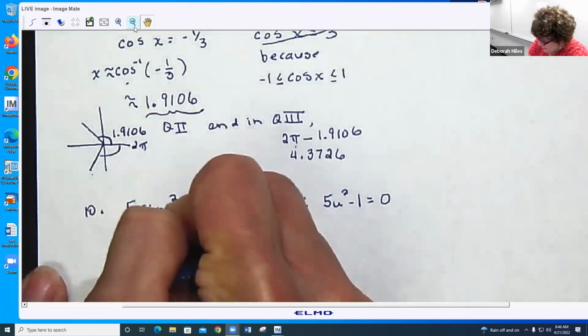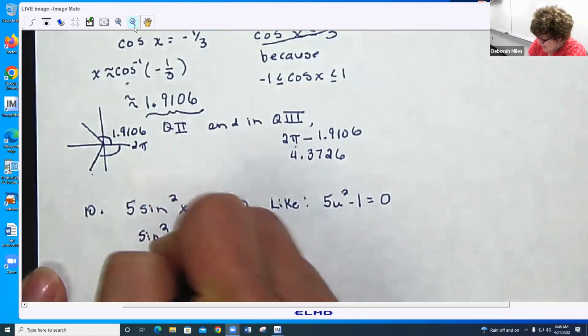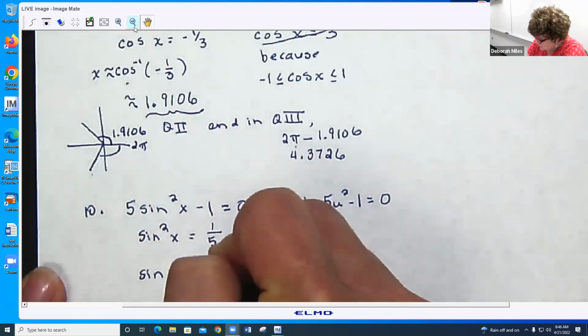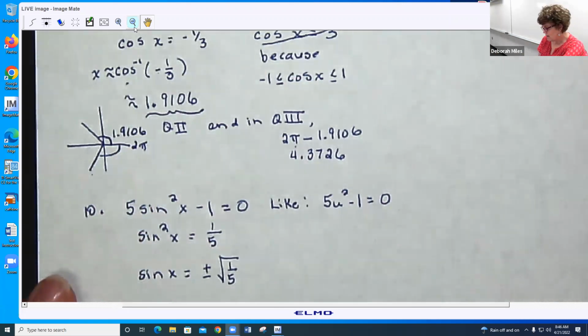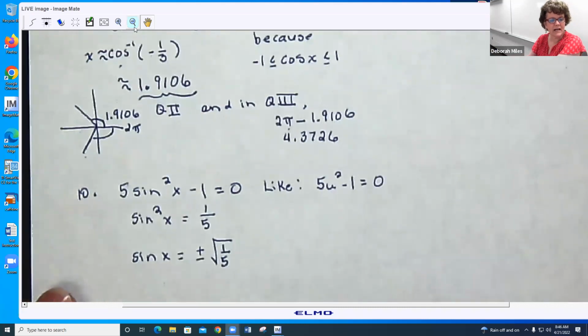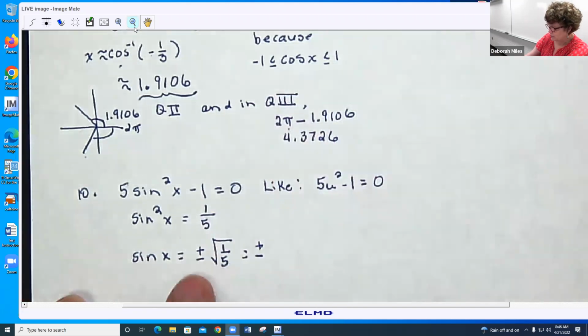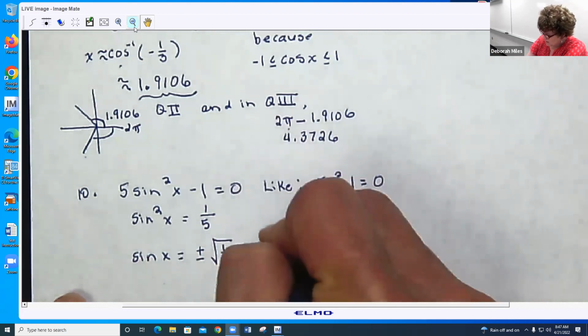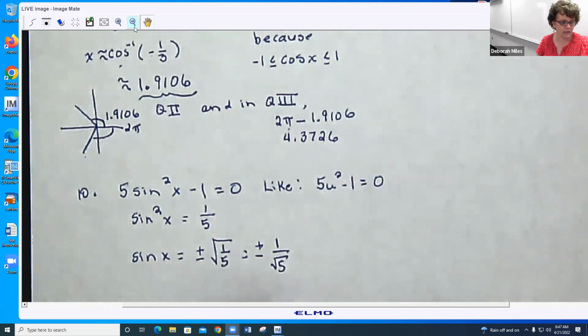So we'd have sine square x equals 1/5. And then we would have sine x equals plus or minus square root of 1/5. And we could leave it like that, or we could rationalize the denominator. We're going to end up using the calculator anyway. So just to make it easier to punch on the calculator, square root of 1 is just 1. But I'd probably not rationalize that because this is easy to punch on the calculator. 1 over square root of 5.